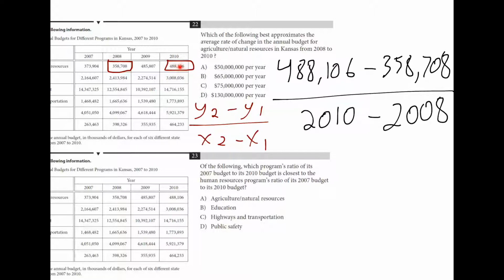as my y-coordinate. So I take the larger budget from 2010 and I subtract the smaller budget from 2008. And I subtract the difference in years on the bottom of the fraction. This gives me 130,000 or so divided by 2, which is why the answer is B.